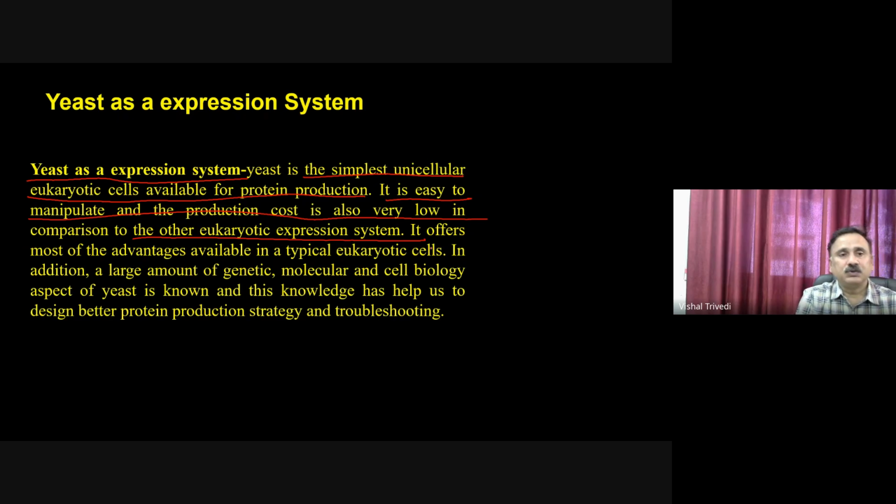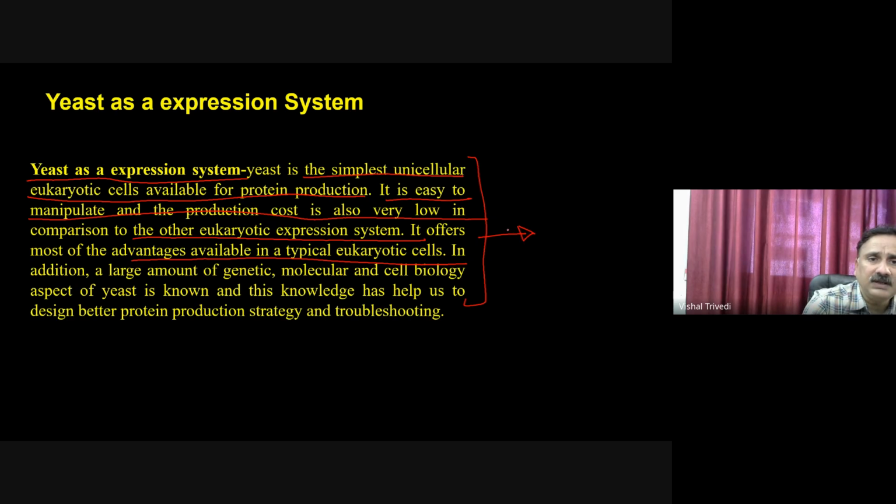So apart from yeast, you also have the insect cell lines. You can actually have the mammalian cells, but these systems are much costlier in terms of propagating those cells. It offers most of the advantages available in the eukaryotic system, but yeast also offers the advantage that its production and propagation is as simple as E. coli, right? So yeast is very popular as one of the simplest eukaryotic systems.